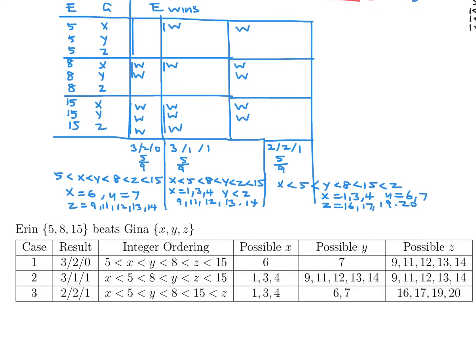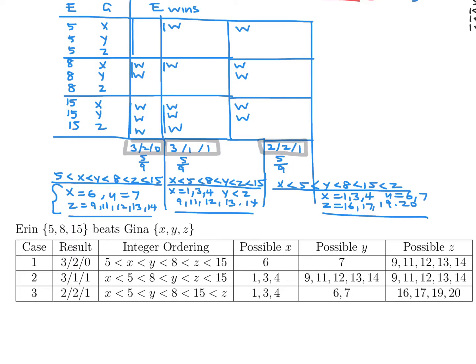So we have case scenarios 1, 2, and 3. This was scenario 1, this 3, 2, 0. This is case 2, and this is case 3. And for each of these are the possibilities. We have the inequality, which I had mentioned there, there, and there. And then we have the possible values for X, Y, and Z, right? Which I had also talked about there, there, and there. And I just put it in a table there.